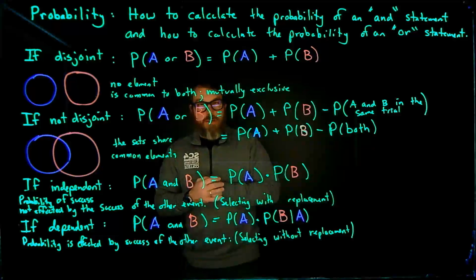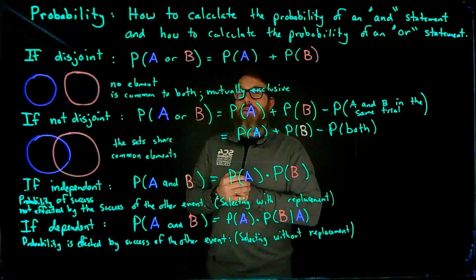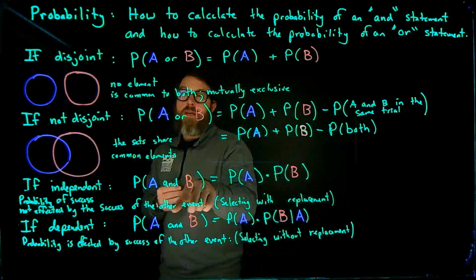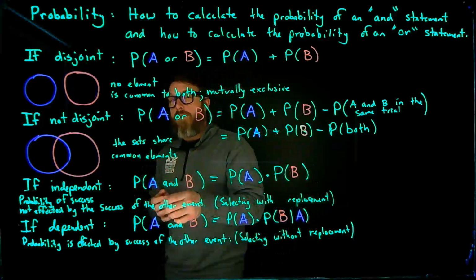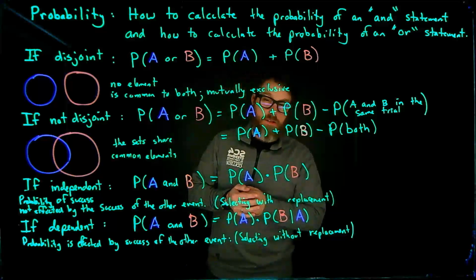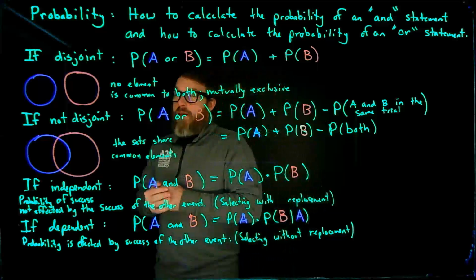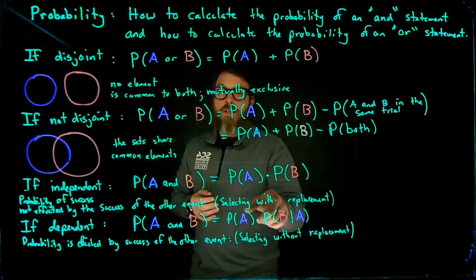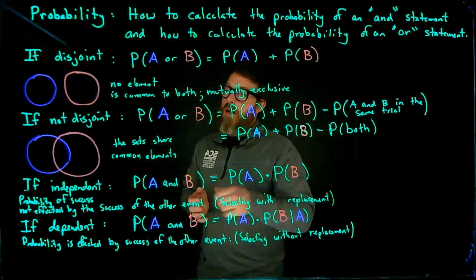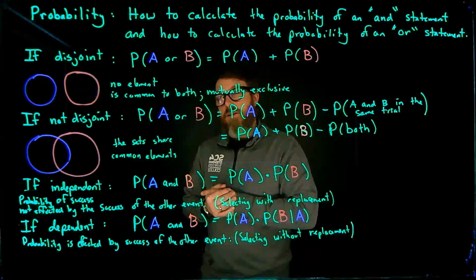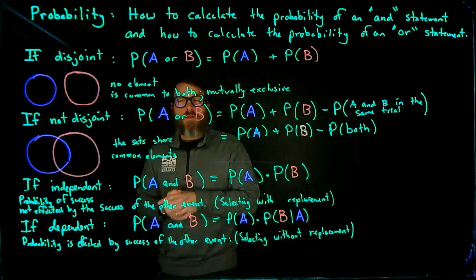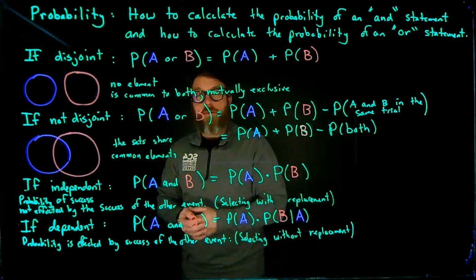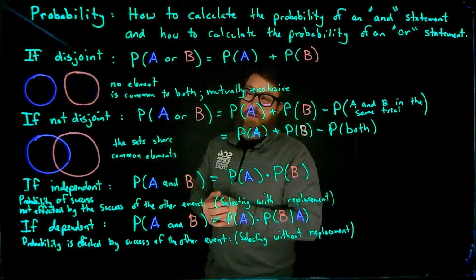Now, and statements are a little different. They're not done in single trials, they're done in consecutive trials. So when I ask the probability of A and B, what I mean by that is the probability of A first and then B second. Now, if the events are independent, which means I'm selecting with replacement, it also means that the probability of one is not affected by the success of the other. So the probability of A first and B second is just going to be the multiplication of the probabilities. It's P of A times P of B.